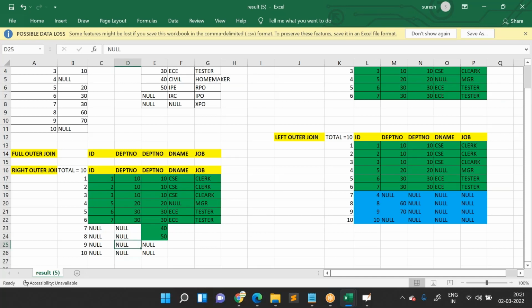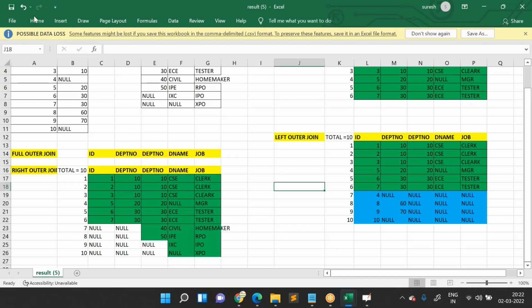Okay. Now, what is the respective 40 value here? Civil, homemaker. Next, 50, IP. What is the respective value? So null value. IPO. Next, this is also a null value.